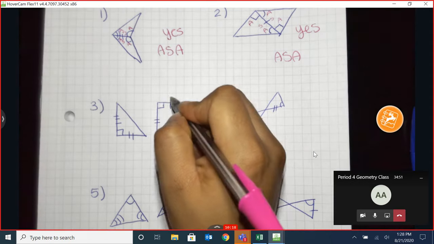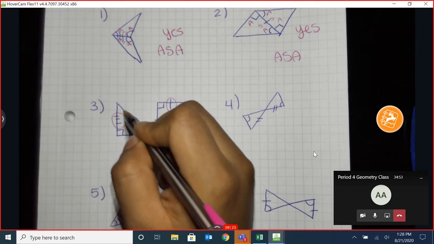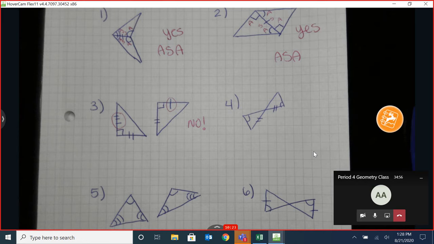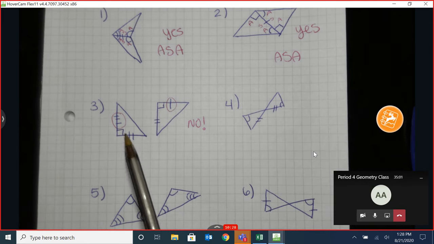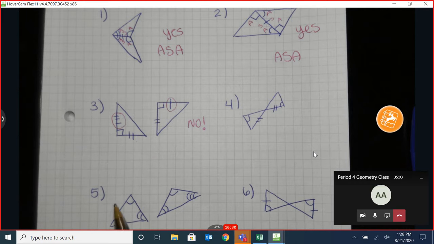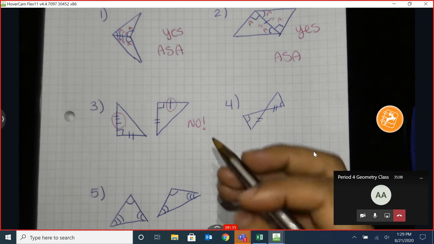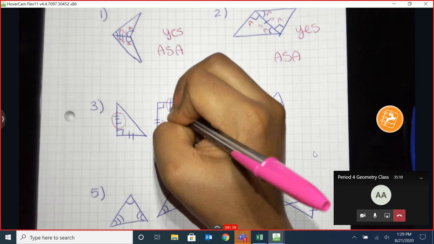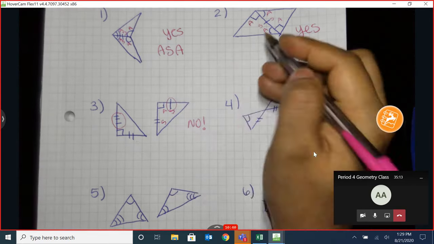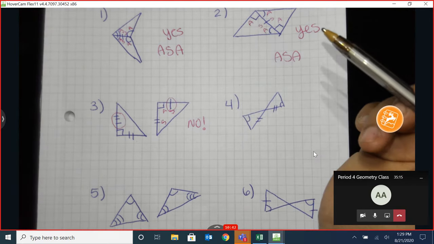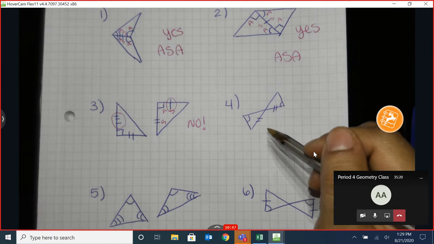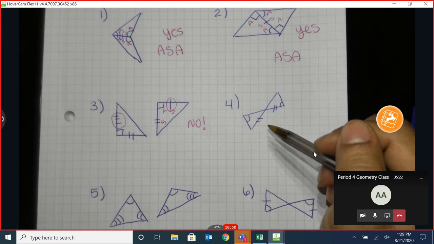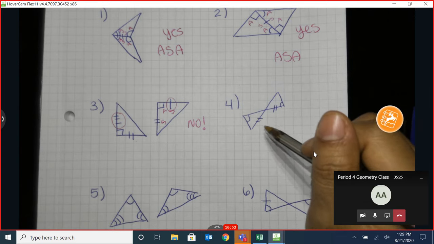Do you guys notice that this one and this one are not congruent? Because this is only one tick mark, which is not the same as three tick marks. But these two and two are congruent, these two sides, but not these ones. And on top of that, if I were to label it, I have side, angle, side. Is that one of our options on the top? No. So not congruent.